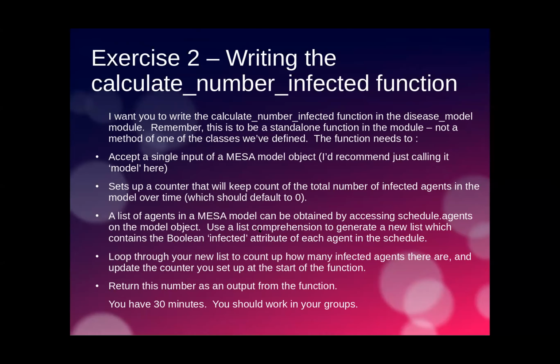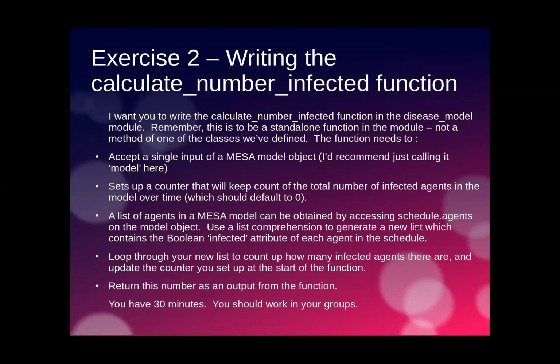What I want you to do is use a list comprehension to generate a new list from that list, which contains the Boolean infected attribute of each agent in that schedule. Then I want you to loop through your new list to count up how many infected agents there are, and update the counter that you set up at the start of the function, and then return that number as an output from the function.